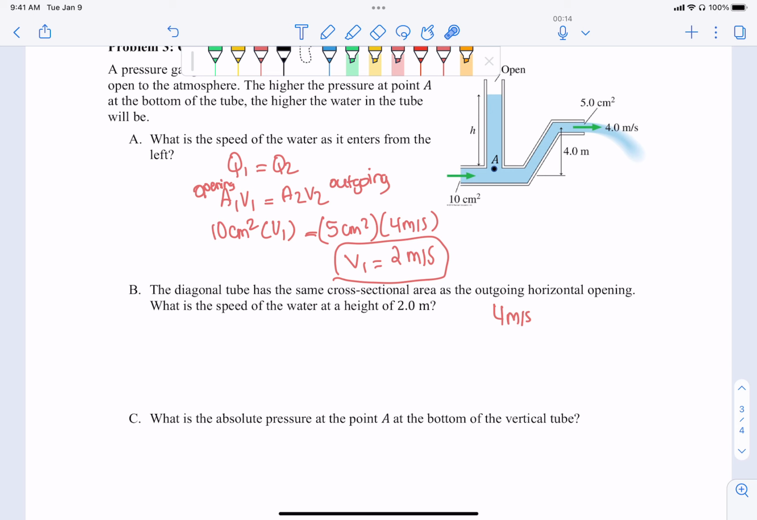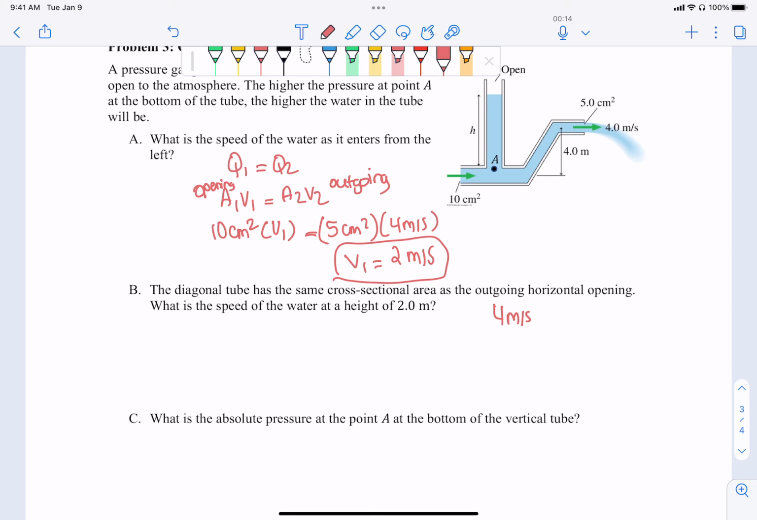So a height of 2 meters is the same as a height of 4, is the same as a height of 1, whatever, just because the cross-sectional area is the same. The diameter, the radius, the length, the width, that's all the same. So since I have the same cross-sectional area, my speed would continue to be the same, 4 meters per second outgoing.